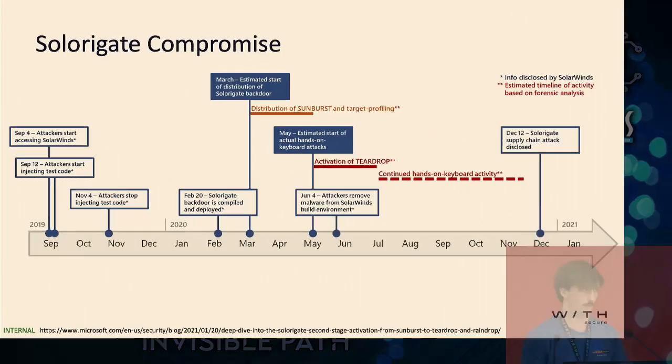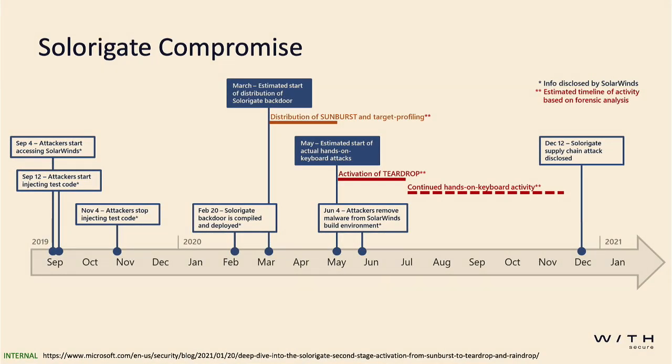So a really, really famous one was the Solorigate compromise. I'm sure people have heard about it. Can I just get a gauge of who's heard of Solorigate? The SolarWinds compromise in 2019. Well, good job. Good job. I'm going to explain it then.